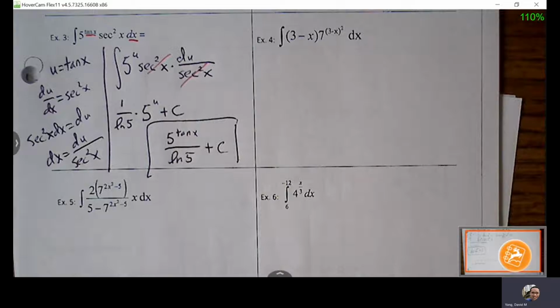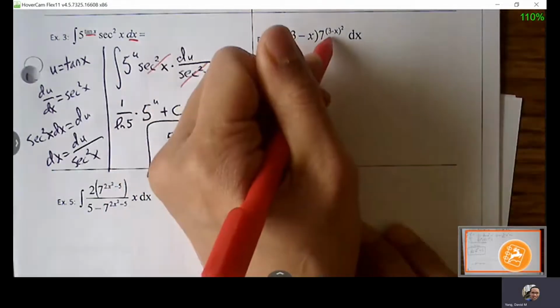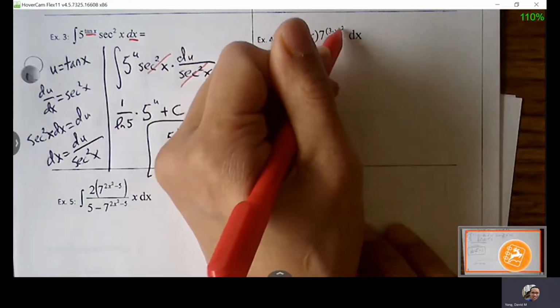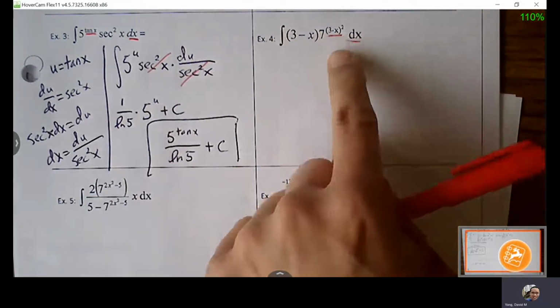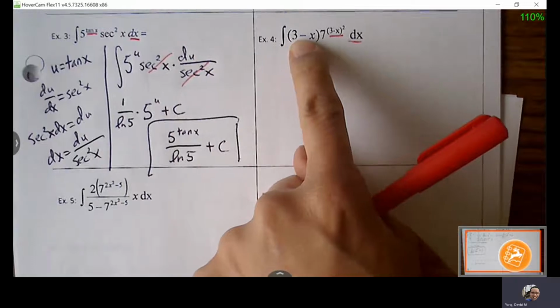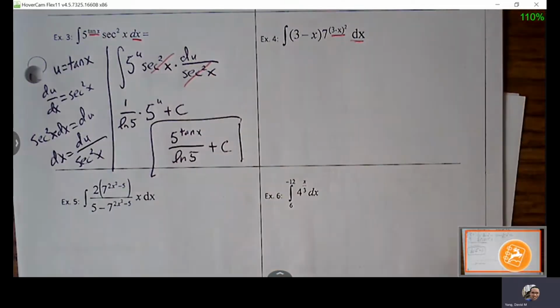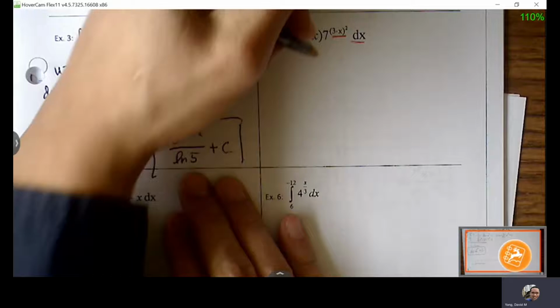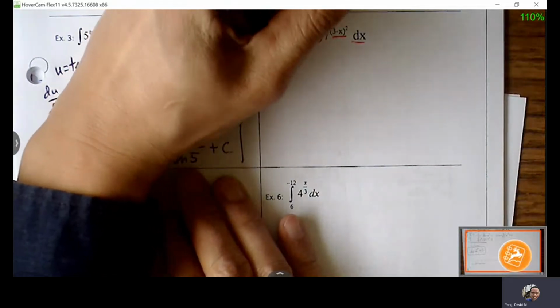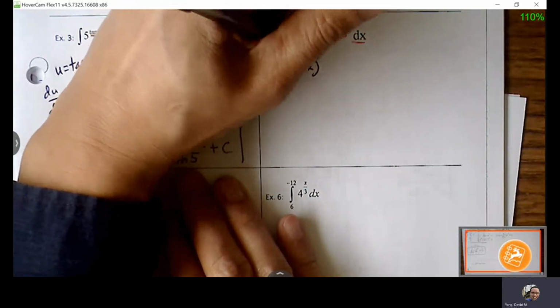Okay, example 4, too messy for one rule to manage. We got to go through u substitution again. Can you guess as to what the u value could be for number 4? Yeah, the entire exponent. That exponent 3 minus x squared is helpful because we know that derivative should produce something that is some variation of that 3 minus x. So we're hoping that 3 minus x can go away with this process. Okay, so u equals 3 minus x squared.